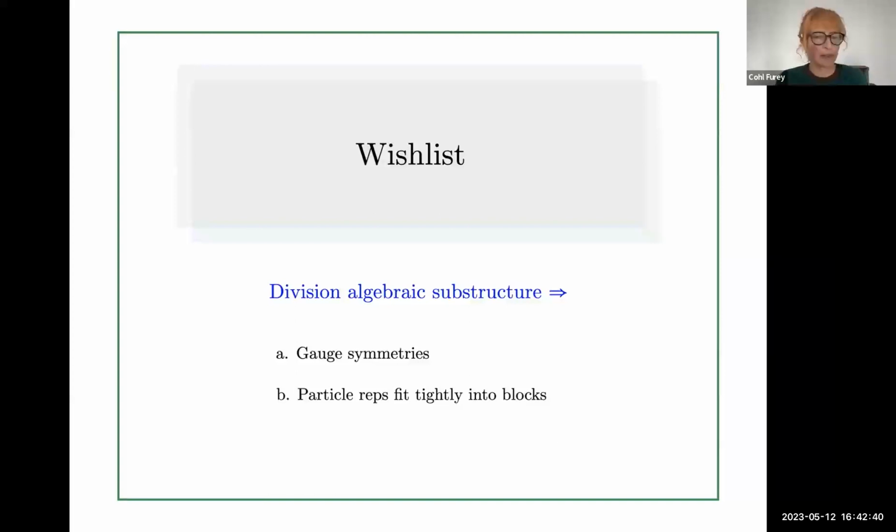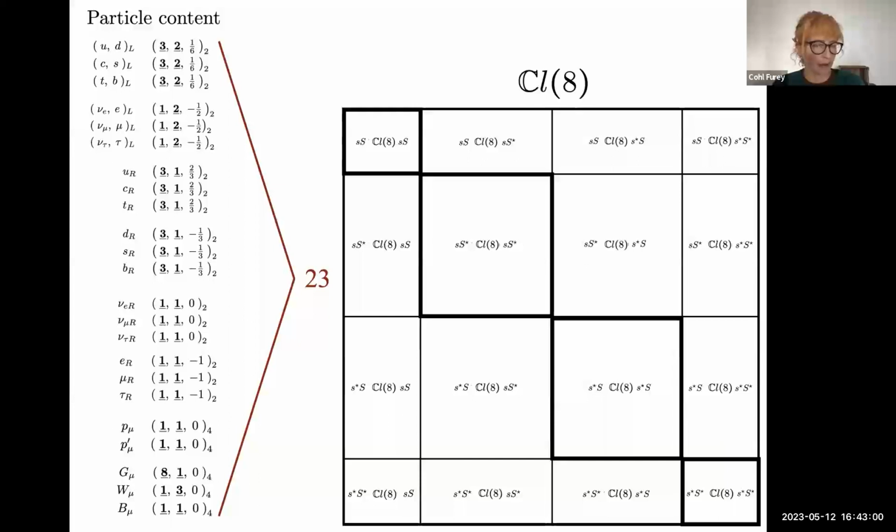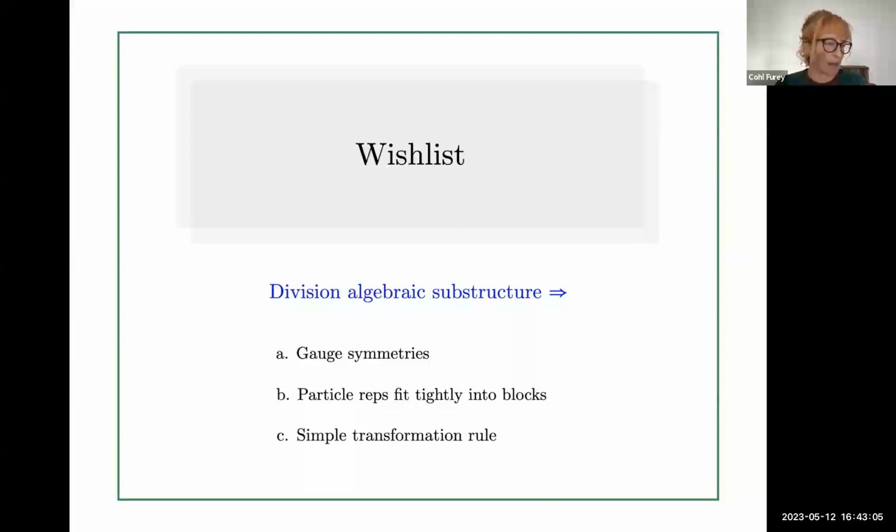Secondly, we need these particle representations to fit tightly into the blocks. And finally, you may notice that there are 23 irreducible representations here on the left-hand side. And it would not be very convincing if each of their transformation rules needed to be specified individually, as we do in the standard model. Instead, what would be much more convincing is if we had a relatively simple transformation rule that describes how each of these representations transform. That's our wish list, and let's see how far we get.